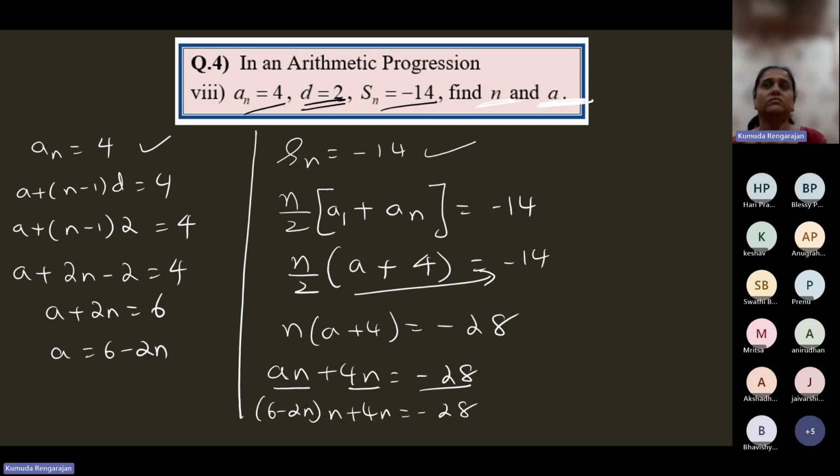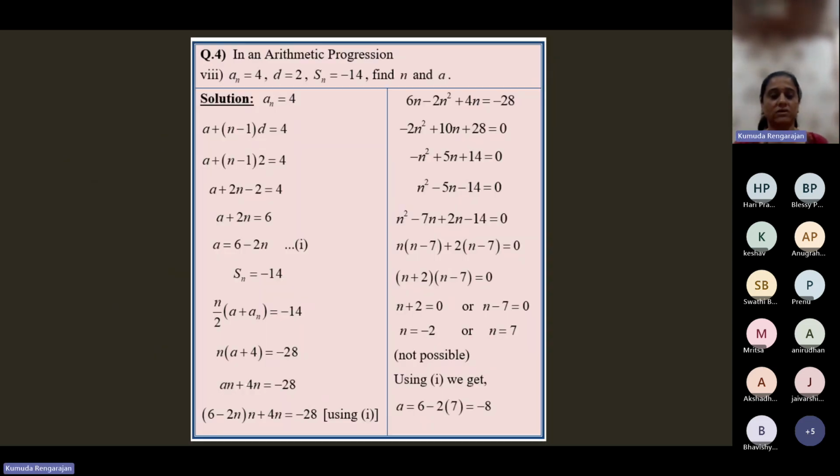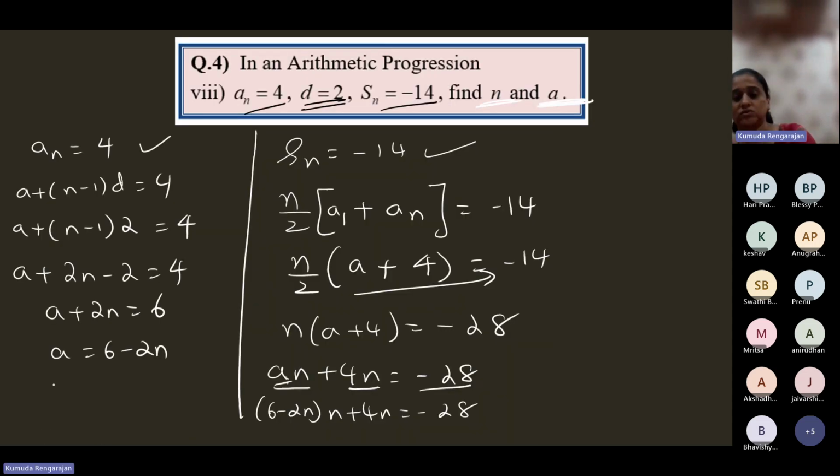So like this, if you cannot solve the equations by writing them one below the other, you should use a substitution method. So a plus 2n is equal to 6 is written as a is equal to 6 minus 2n, and that's used in the second equation. When you work this, you get 6n minus 2n square plus 4n is equal to minus 28. So it looks like a quadratic equation. Solve and find the values of n. I think I've done it in the same way here. Just do it again.